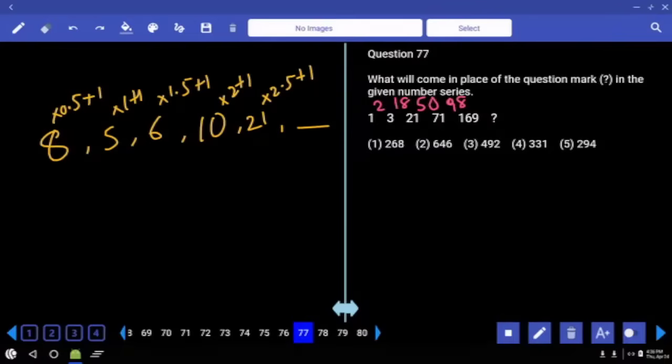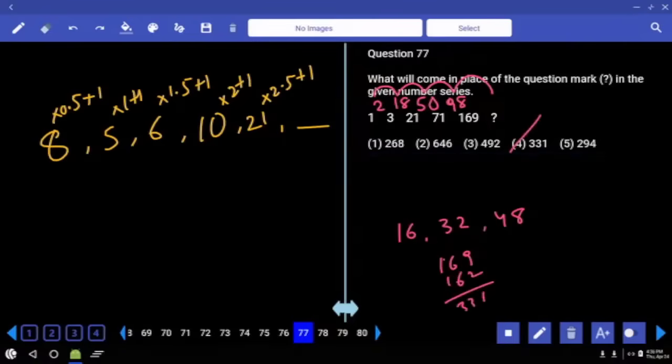The numbers are 2, 18 and so on. 2 and 18 difference is how much? 16. 18 and 50 difference is 32. And next one 50 and 98 difference is how much? 48. Now 16, 32, 48. Next one is 64. Now 98 plus 64, 162. Now 169 plus 162, how much is this one? 331. Now 331 is the choice. Differences are multiples of 16.